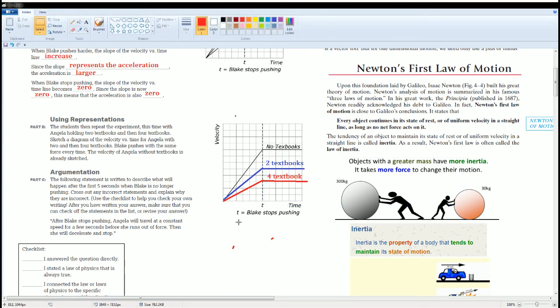The last part is part C. The following statement is written to describe what will happen after the 5 seconds when Blake is no longer pushing. Cross out any incorrect statements and explain why they are incorrect. Here it says, after Blake stops pushing, which is at time T, Angelica will continue at a constant speed for a few seconds before she runs out of force. Then she will decelerate and stop. Pause the video and try to do this.